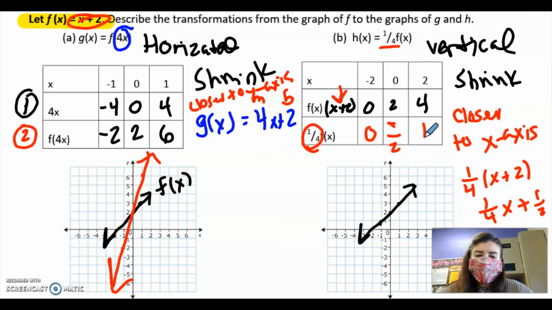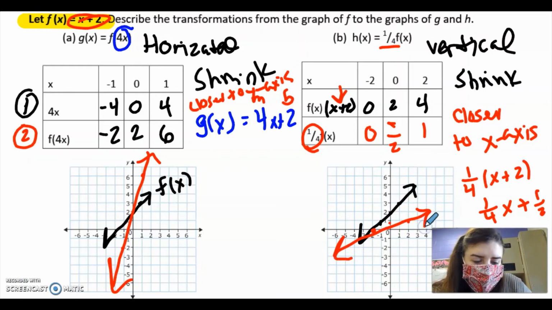Okay, and now all we gotta do is graph. So let's go to -2, 0. See how they have that same x-intercept? 0, 1/2, that's here. And then 2, 1, that's here. So that is a very small slope. Now that's supposed to be closer to the x-axis, so look at this distance. That's so far, and this shrink is so much closer.